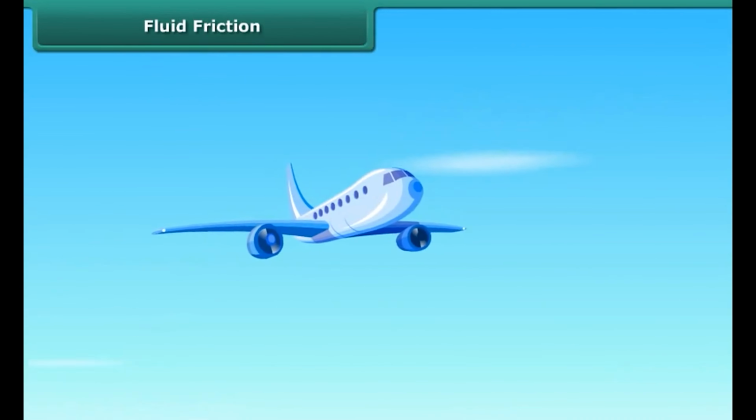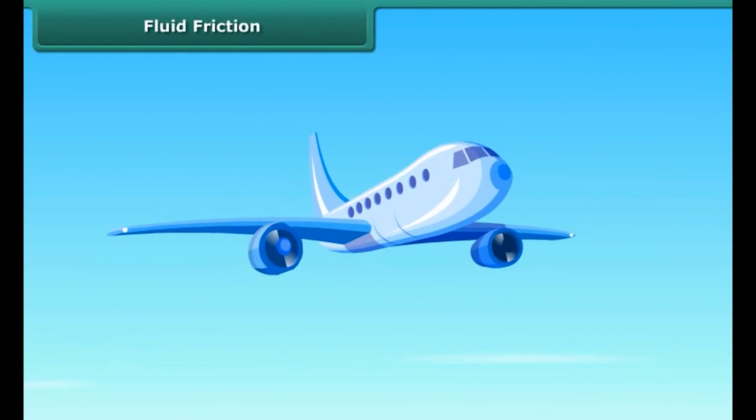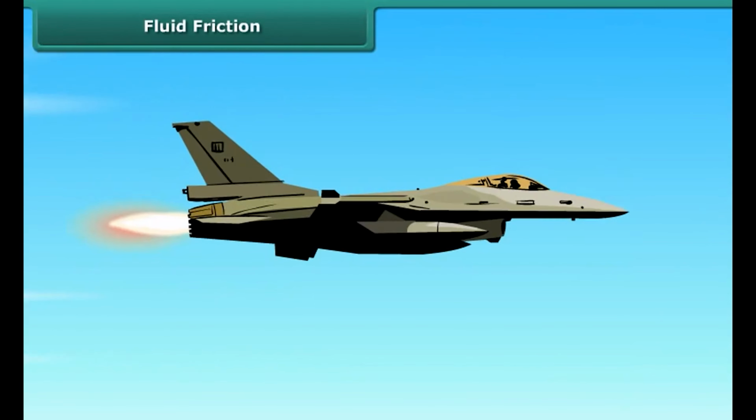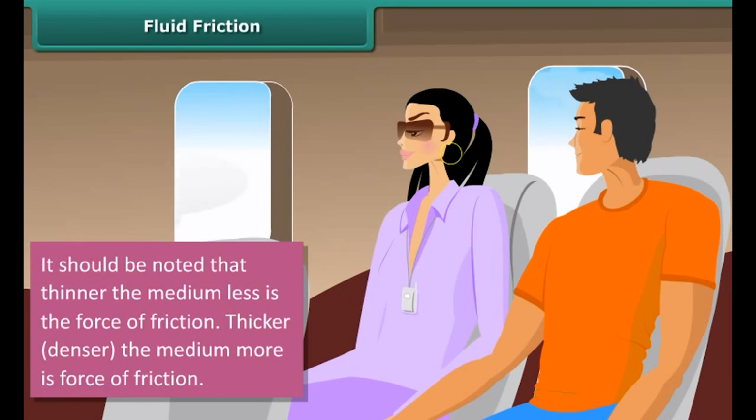Aeroplanes flying through air also face force of friction. Since aeroplanes move fast, the force of friction between them and the air is high. The jets and supersonics move with a faster speed than aeroplanes. While flying, these airplanes get heated on the surface from the heat generated due to the force of friction. The inside of the plane is insulated to protect the passengers from heat generated on the surface. It should be noted that the thinner the medium, the less is the force of friction. The thicker, denser the medium, the more is the force of friction.